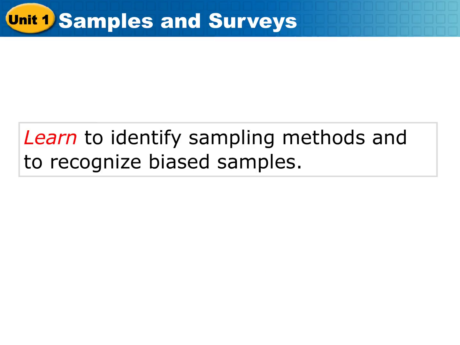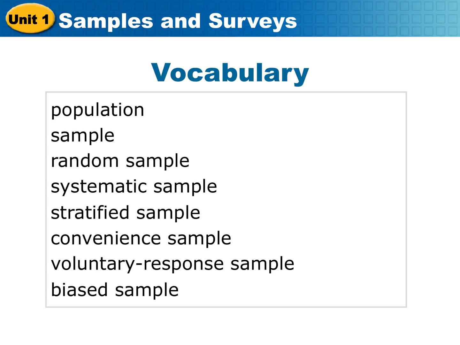In today's lesson, we're going to learn how to identify different sampling methods and also to recognize why some samples might be biased. Some vocabulary words we're going to need for this lesson: population, sample, random sample, systematic sample, stratified sample, convenience sample, voluntary response sample, and bias sample. It's important to know the difference between these because you're going to be asked to identify why a sample is good or bad based on one of these methods.